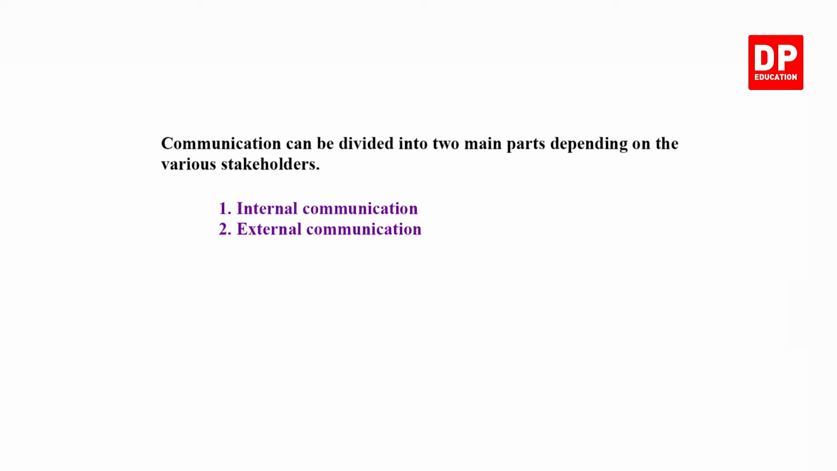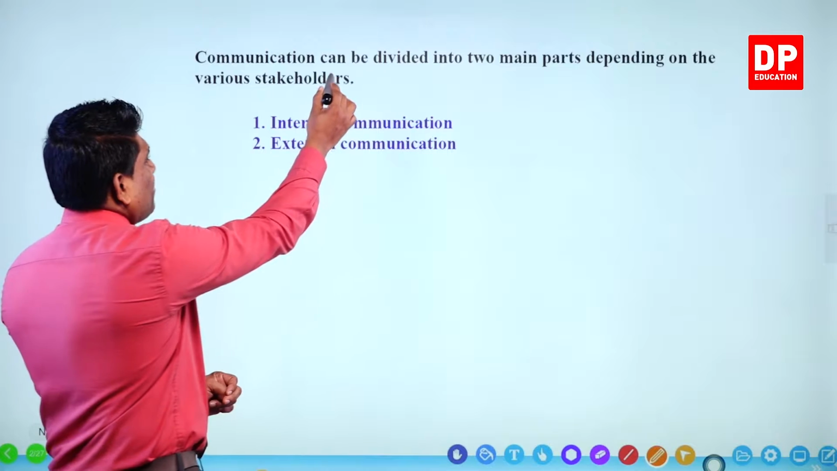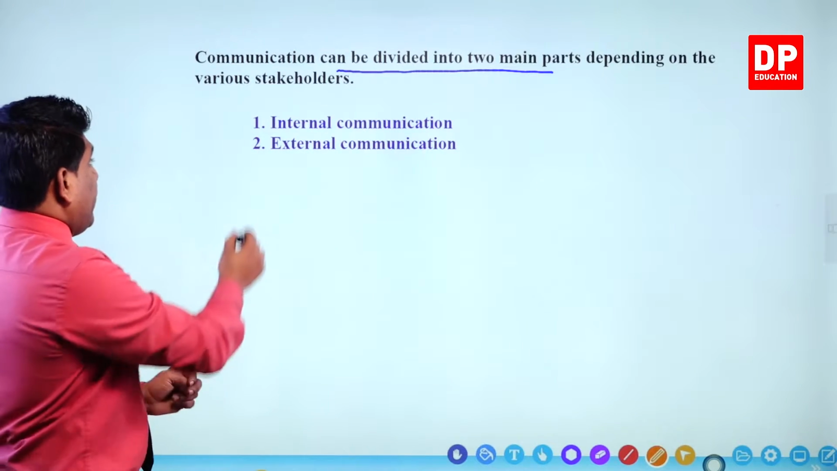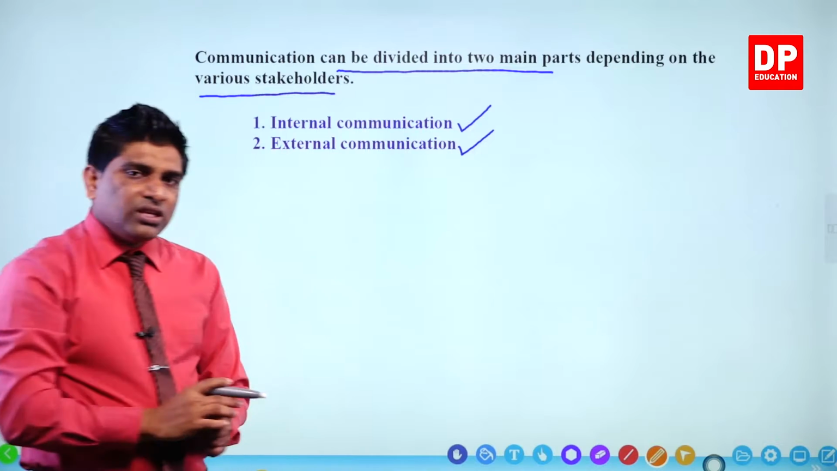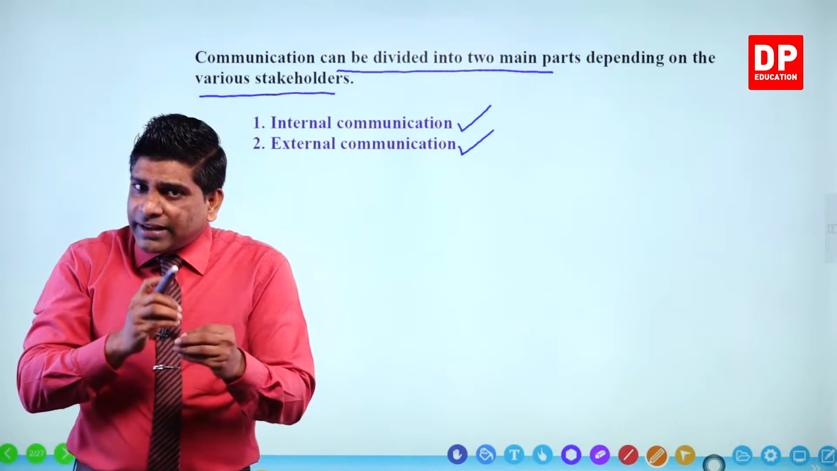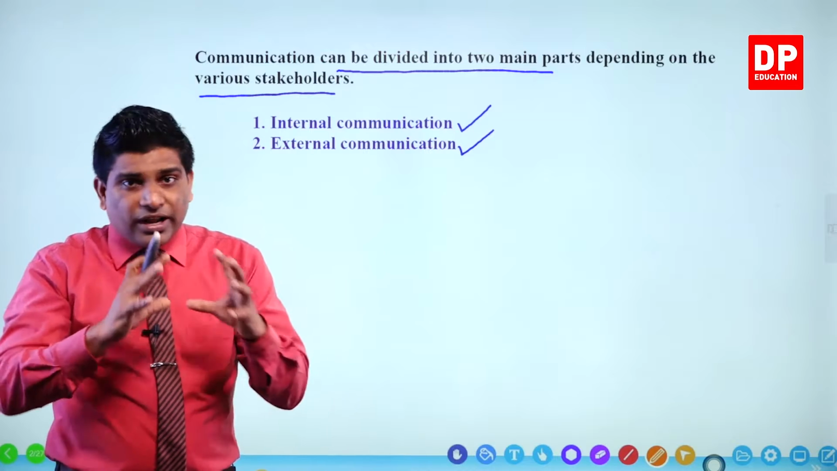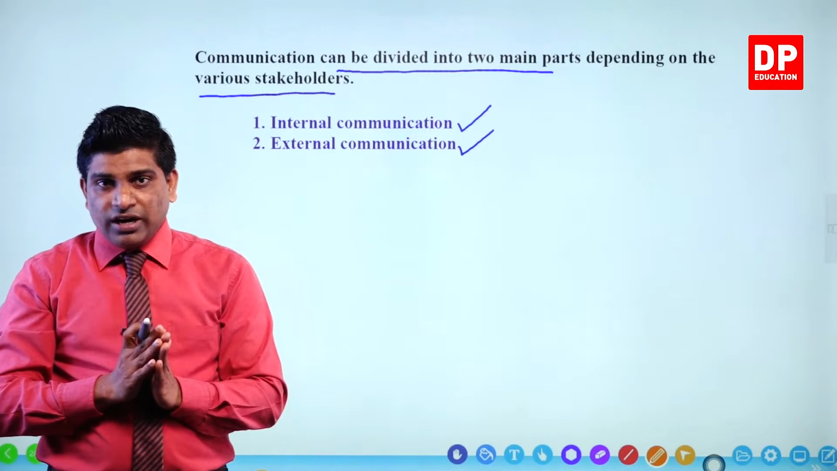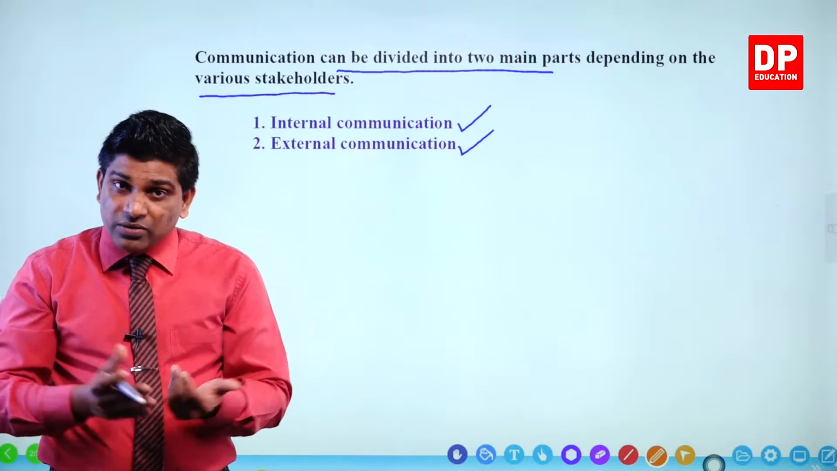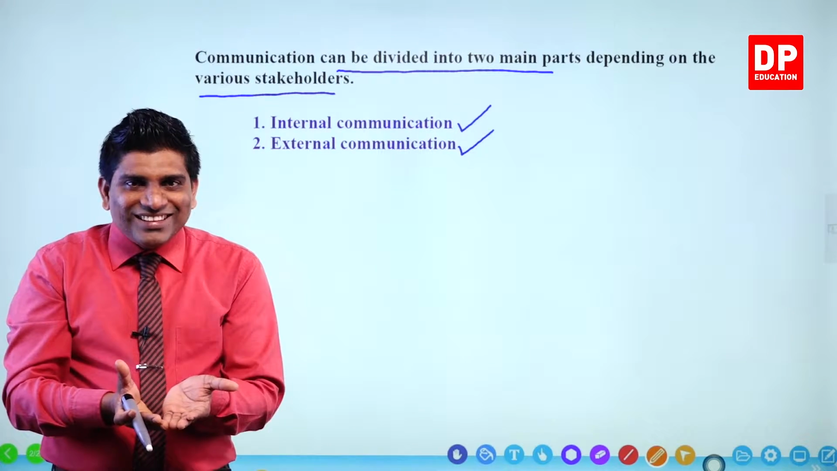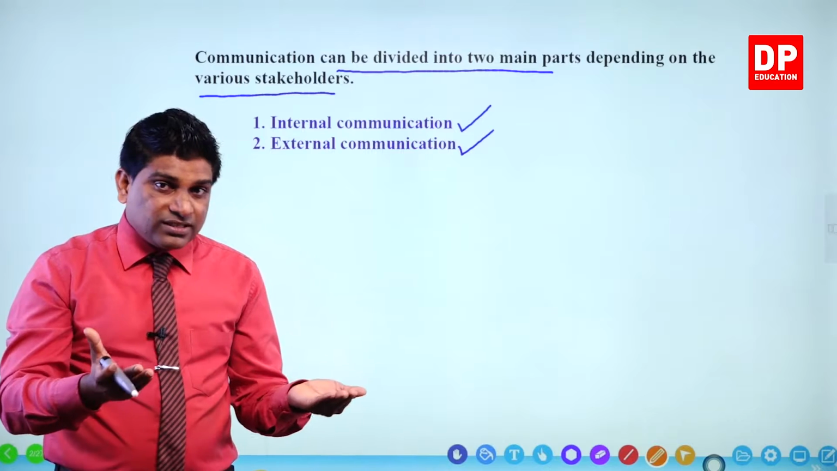This communication can be divided into two categories. How many categories? Two categories, right? Communication can be divided into two main parts depending on the various stakeholders: internal communication and external communication. Internal communication means communicating and sharing ideas, information and other details among two or more parties within the organization. Within the organization, right? Then the marketing manager gives some information to their employees, the marketing executives, internal, right? Then the human resource manager tells about the vacancies to the top management.